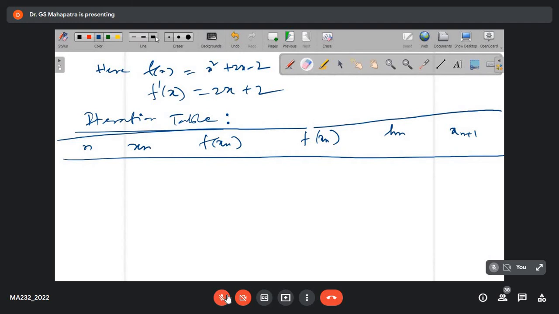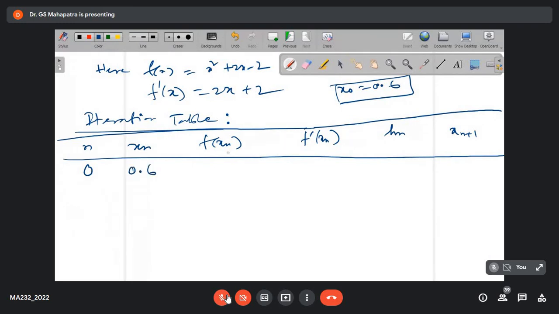Okay. This is the table f dash x. So now n equals 0. Correct. What is xn? Our initial approximation x naught is 0.6. You are free to choose anything. Okay, so now let us consider 0.6.